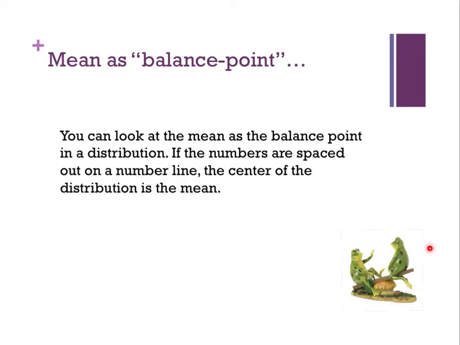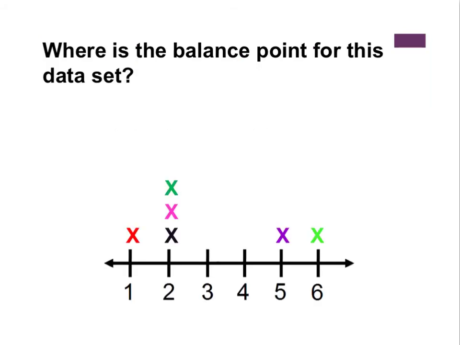You can look at the mean as the balance point in a distribution. If the numbers are spaced out on a number line, the center of the distribution is the mean. Let's look at an example. This is the same one we just did with the Halloween candy. This is a statistical line plot right here.